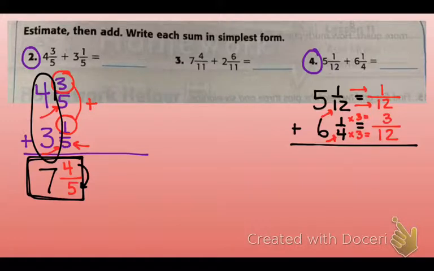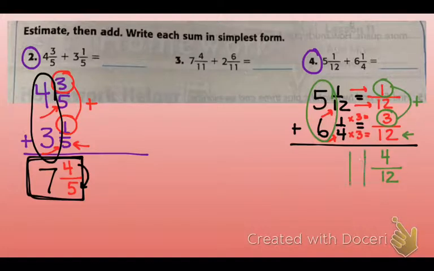Now I can go ahead and add these two numerators together. I have 3, I have 1. 3 plus 1 is equal to 4. My denominator still stays the same. I'm still cutting it into 12 pieces. And then I'm going to go ahead and add these two whole numbers together. 5 plus 6 is equal to 11. Notice the size. I have 11 and 4/12.